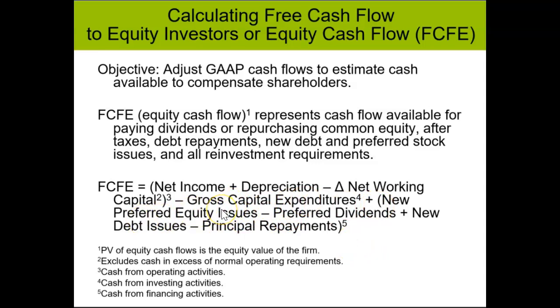Okay, so if we talk about FCFE, it is simply net income plus depreciation minus changes in the net working capital minus gross capital expenditures plus new preferred equity issues minus preferred dividends plus new debt issues minus principal repayments. So that means these are the free cash flows available only to the equity shareholders.